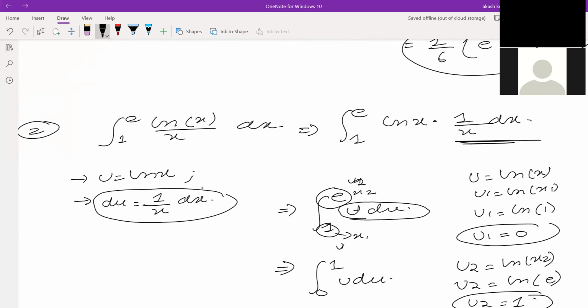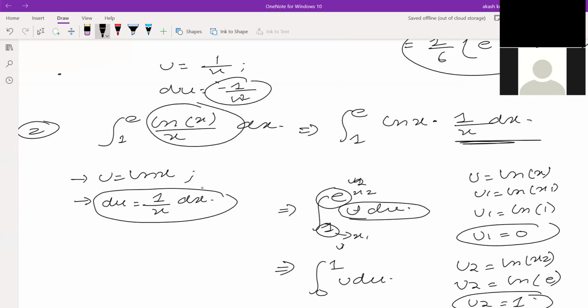In this question, I can't choose u as 1 over x, because upon differentiating u equals 1 over x, I'll be getting minus 1 over x square, and the differential du is not there inside the function. So I can't choose u as 1 over x. The wisest decision is to choose u as ln x, because the derivative of ln x is there inside the question, so I can replace it with du. Is it clear? Yeah. Okay.